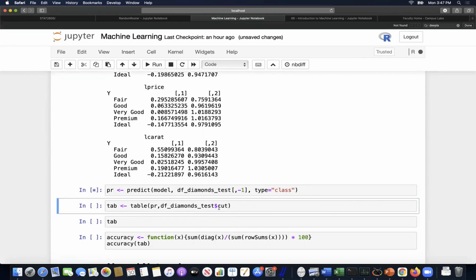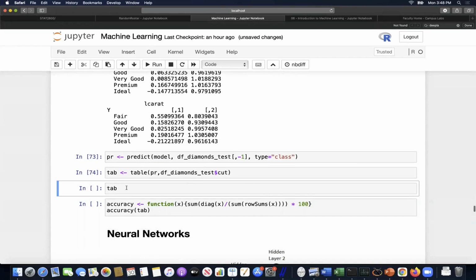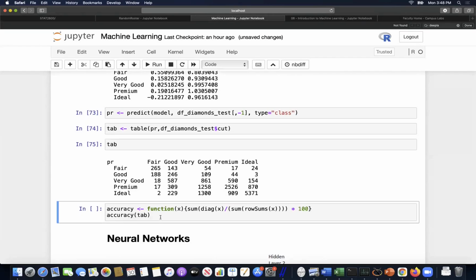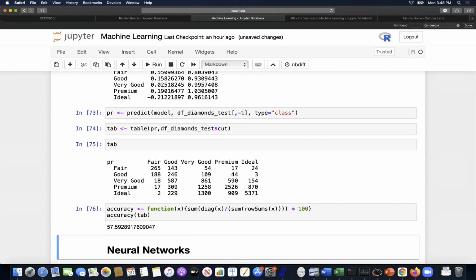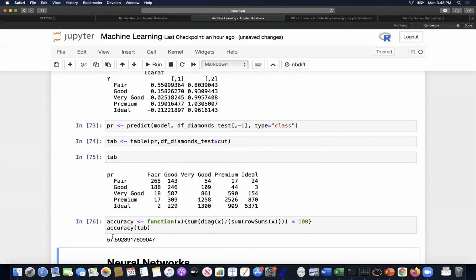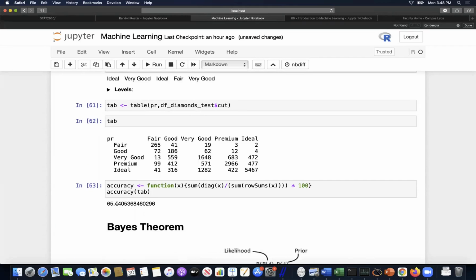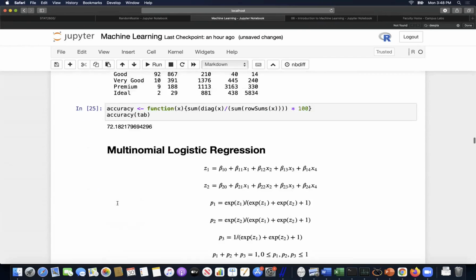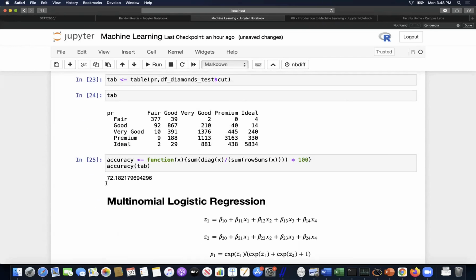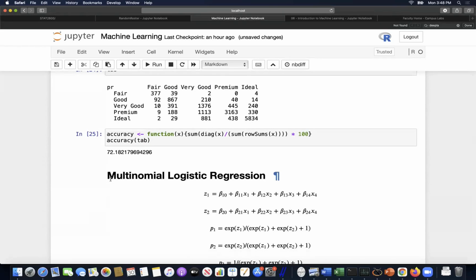You do your prediction. Now you see it's taking more time, because it has to solve that maximization problem each time. Then you do the table, it's making some mistakes, and that's your accuracy, 57. So far this was 57. The logistic regression was 65 on the diamonds data, and the k nearest neighbor was 72. So it looks like the k nearest neighbor is more accurate on this data.